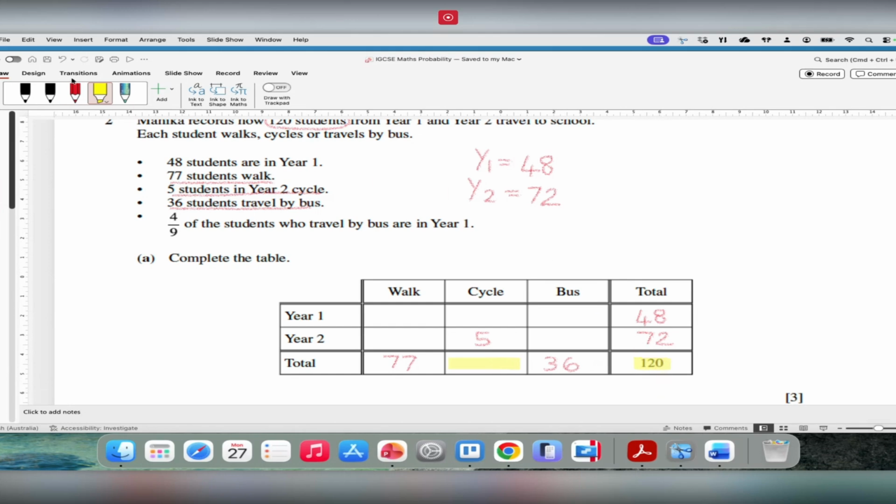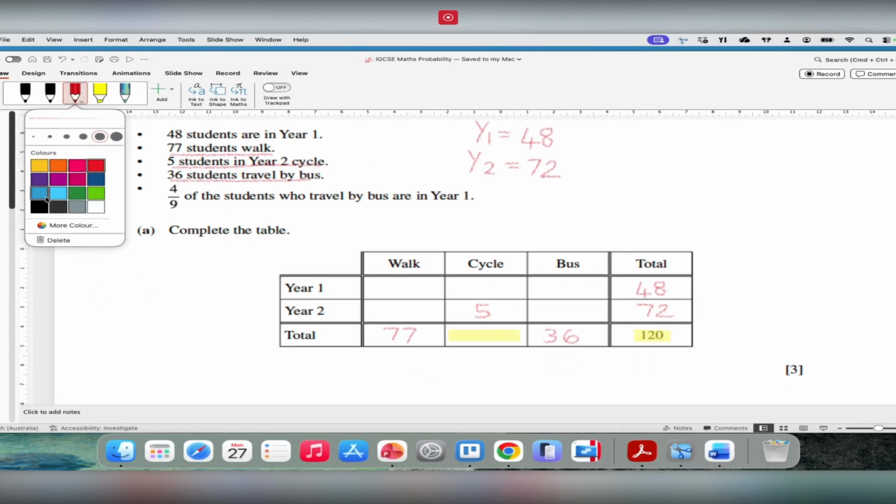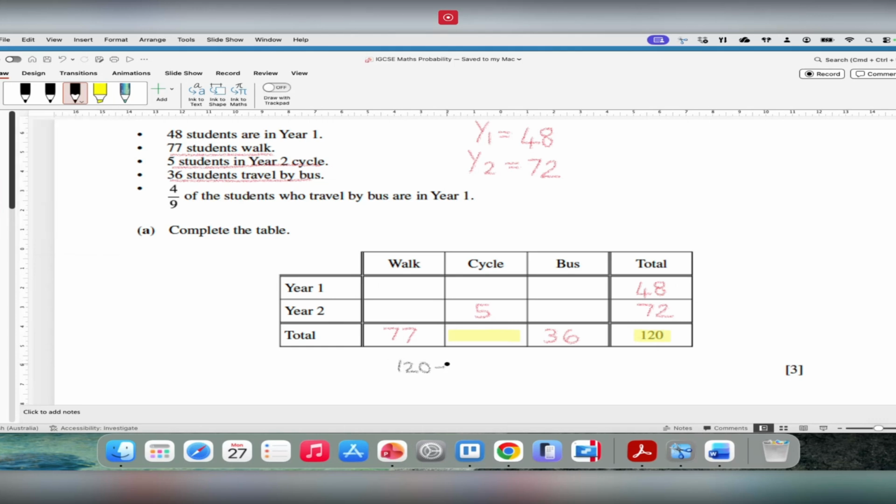So what we can do is we can work out the amount of students that actually cycle. So we can say 120, I'm just going to write this in black, 120 minus 77 minus 36 gives us what? If you punch this into your calculator, you will get 7. 5 of the 7 students are in year 1. So that means that 2 of the students who cycle will be in year 1, since 2 plus 5 is equal to 7.